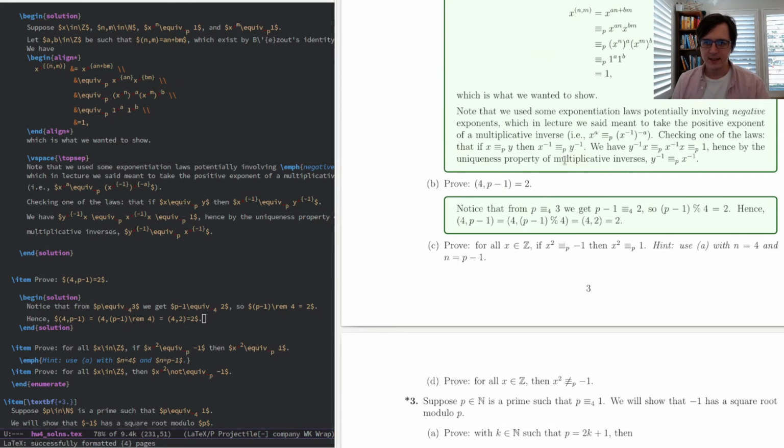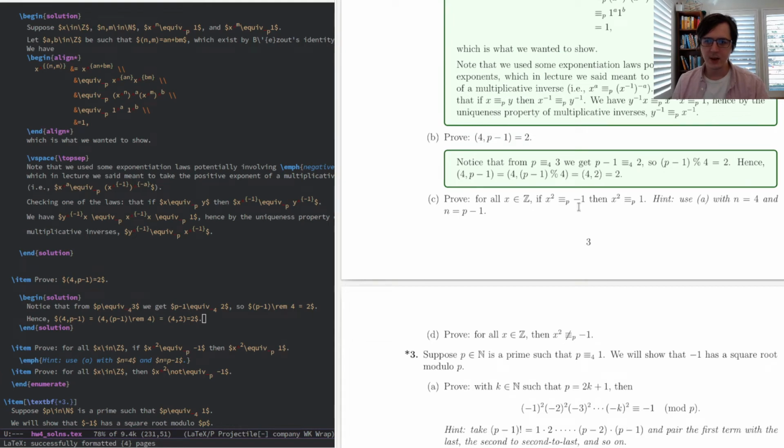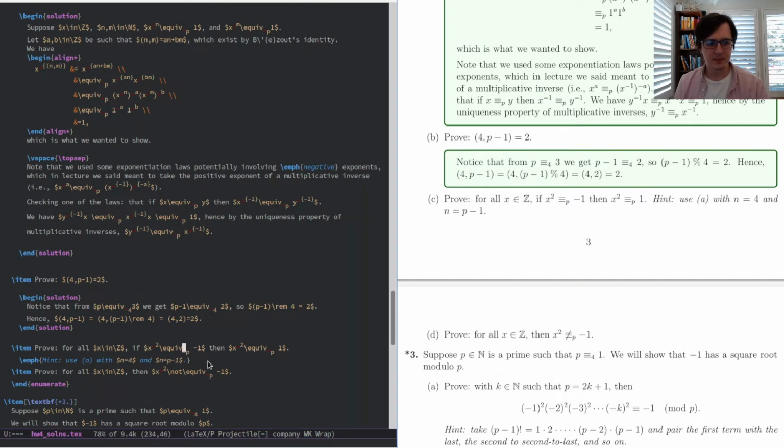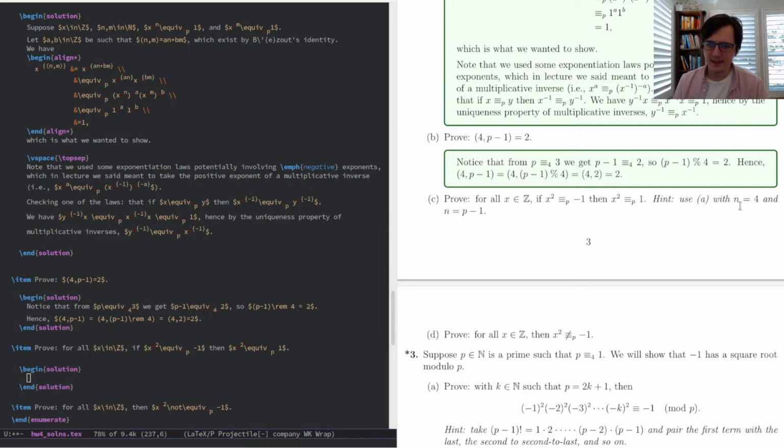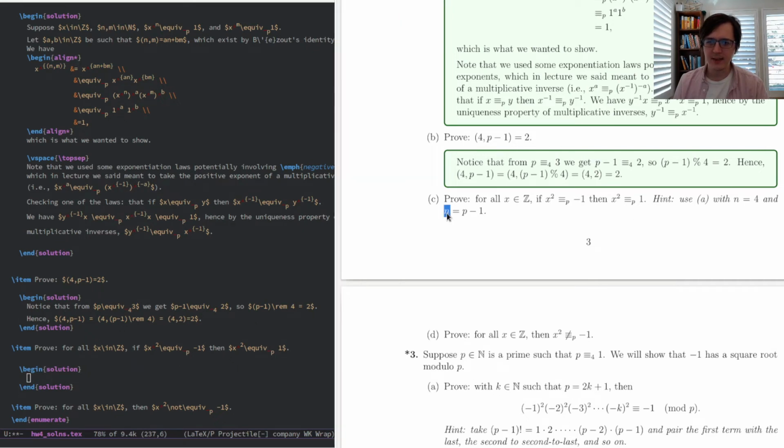Okay, now C. For all x, if x squared is minus 1 and x squared is 1, which seems a little weird. But part D is, we're trying to do a contradiction proof, and I wrote this to help you see how to do that. So we want to conclude that. And this is a little non-trivial, so the hint is to use 4 and, oh, that should have been an m, 4 and p minus 1.